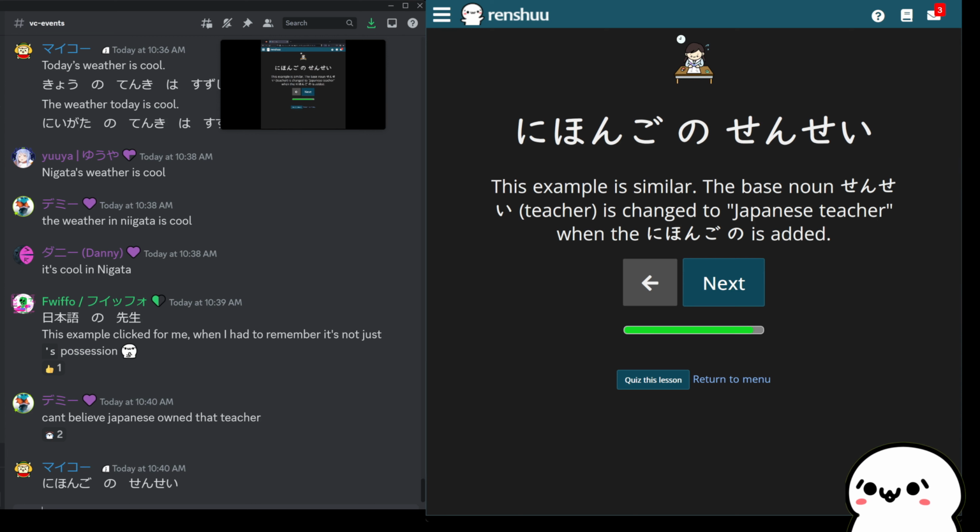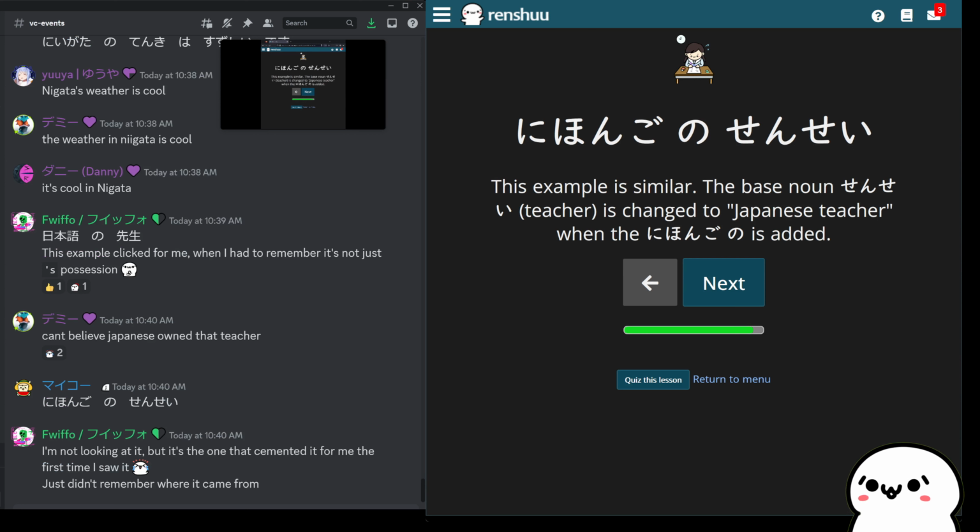So many teachers out there, different kinds of teachers, different grade levels of teachers, different subjects. What teacher are we talking about? And although we might live in a world one day where Japanese takes on sentience and starts owning teachers, until that day comes, we are safe to say that if it's Nihongo no sensei, we're not talking about Japanese's teacher. We're talking about the Japanese teacher.